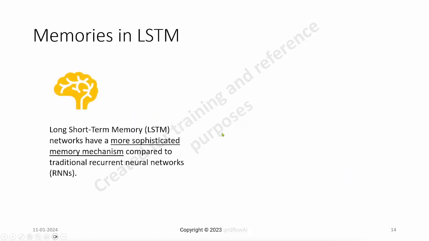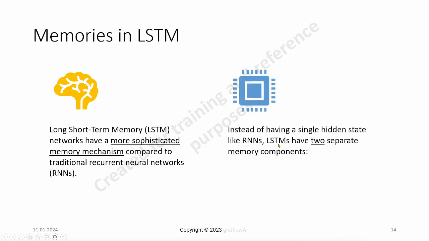So what are memories in LSTM? These are designed patterns within the architecture to store information over a long sequence of text. Compared to RNN, where we have just one memory, which is a hidden state, LSTM has two separate memory components. One is called the cell state, and the other one is called the hidden state. The cell state is used for long-term memory, and the hidden state is used for short-term memory.